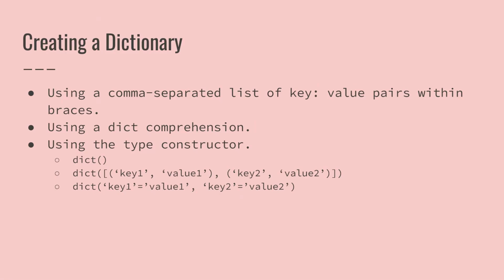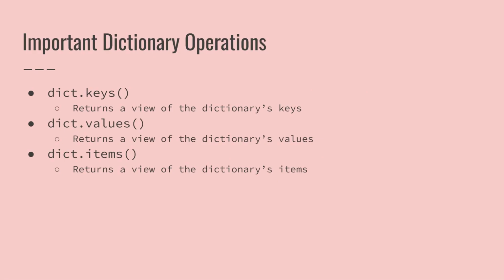Now, I want to talk about some important operations that can be done to a dictionary to view the entries. These are the functions dictionary keys, dictionary values, and dictionary items. The keys function returns a view of the dictionary's keys. The values function returns a view of the dictionary values. And the items function returns a view of the dictionary items, meaning it returns the key value pairs.